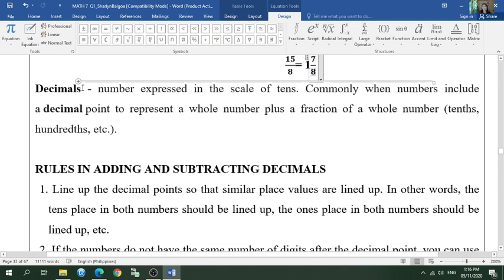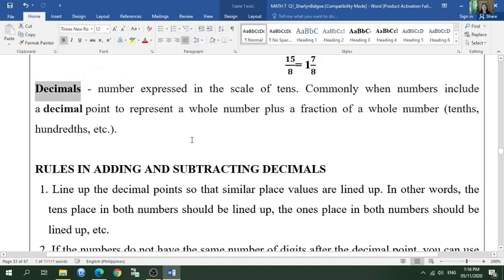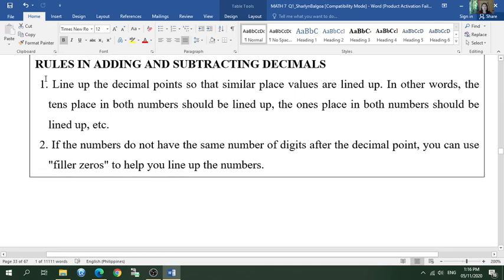Take note that decimal is also a rational number because it can be expressed as a ratio of two numbers. Number expressed in the scale of 10. Okay, commonly when numbers include a decimal point to represent a whole number plus a fraction of a whole number, tens, hundreds, etc. Okay, rules. What are you going to do? How are you going to add or subtract decimals?